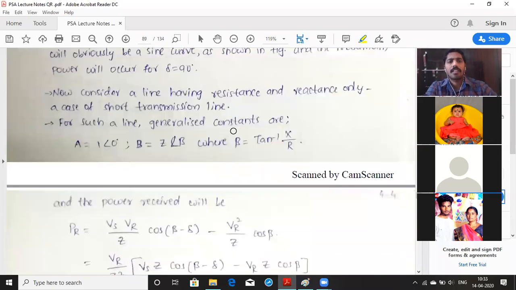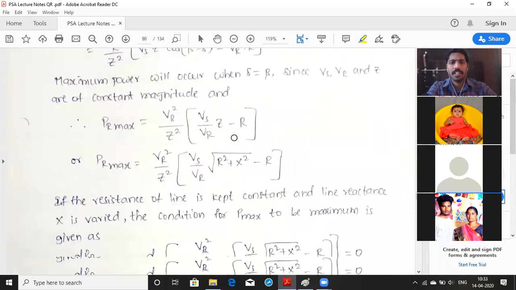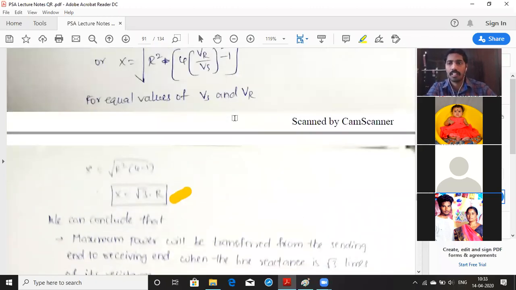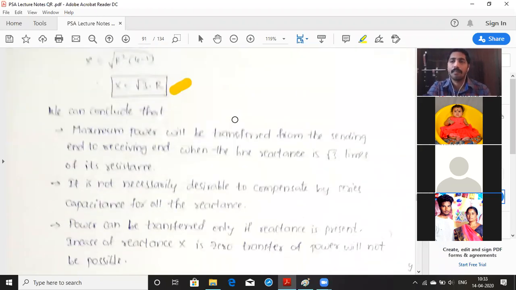Now we have also derived one condition where the transfer reactance should be equal to √3 times the resistance, so that maximum power can be transferred. Whatever formula you have seen, EV by X sine delta, is the power delivered or power transferred.